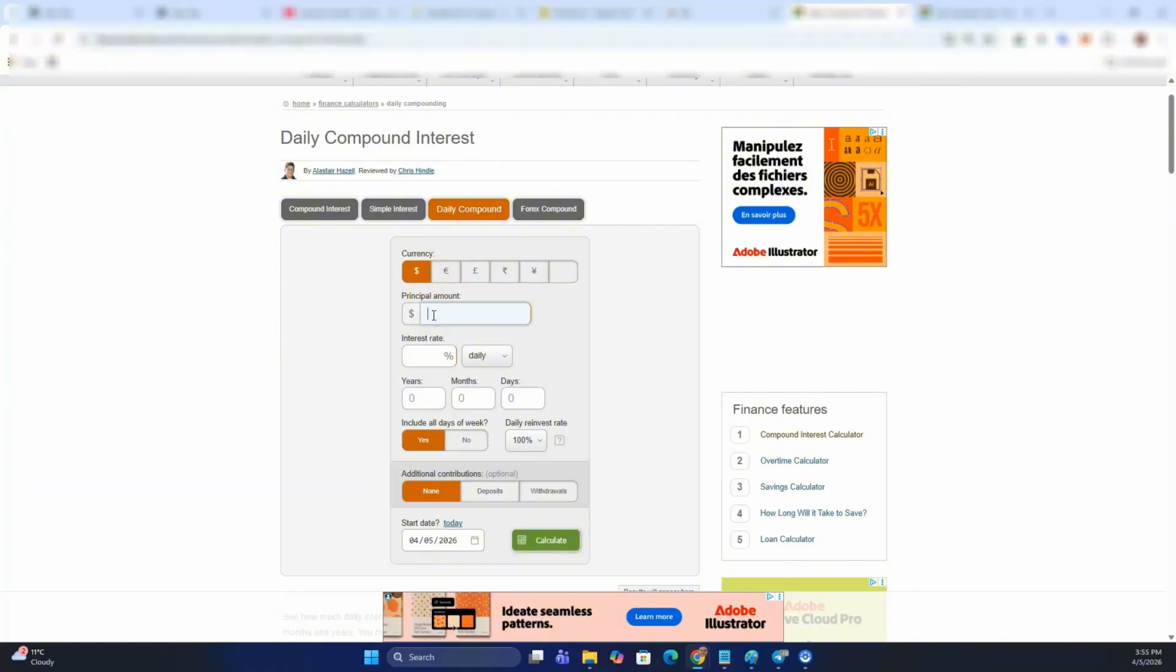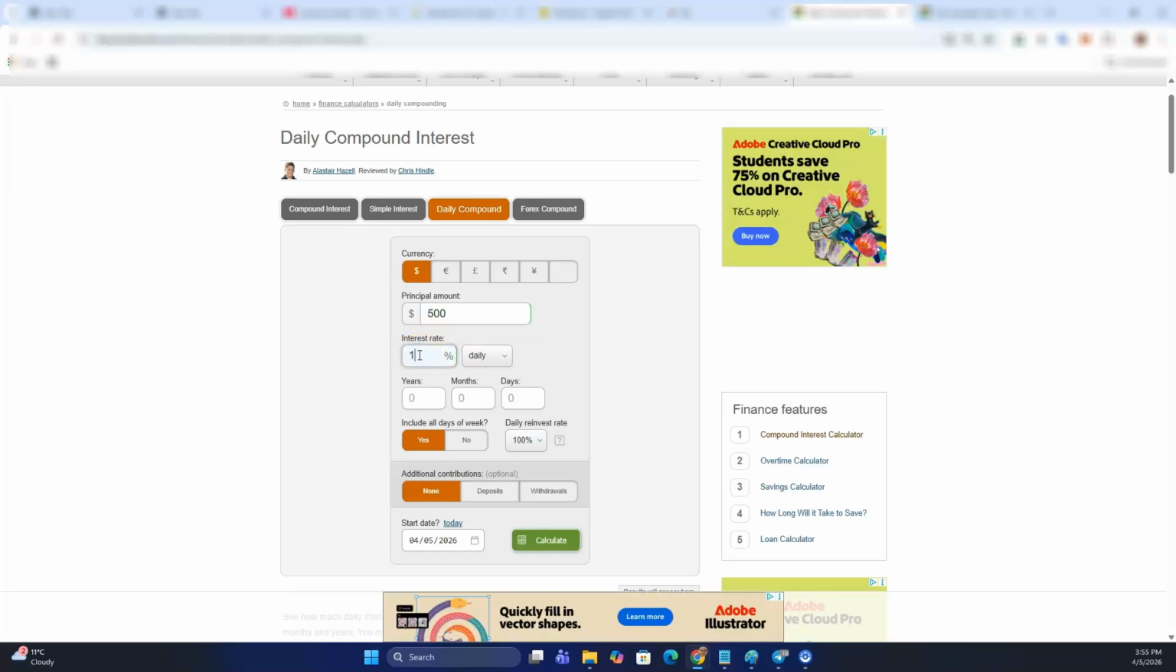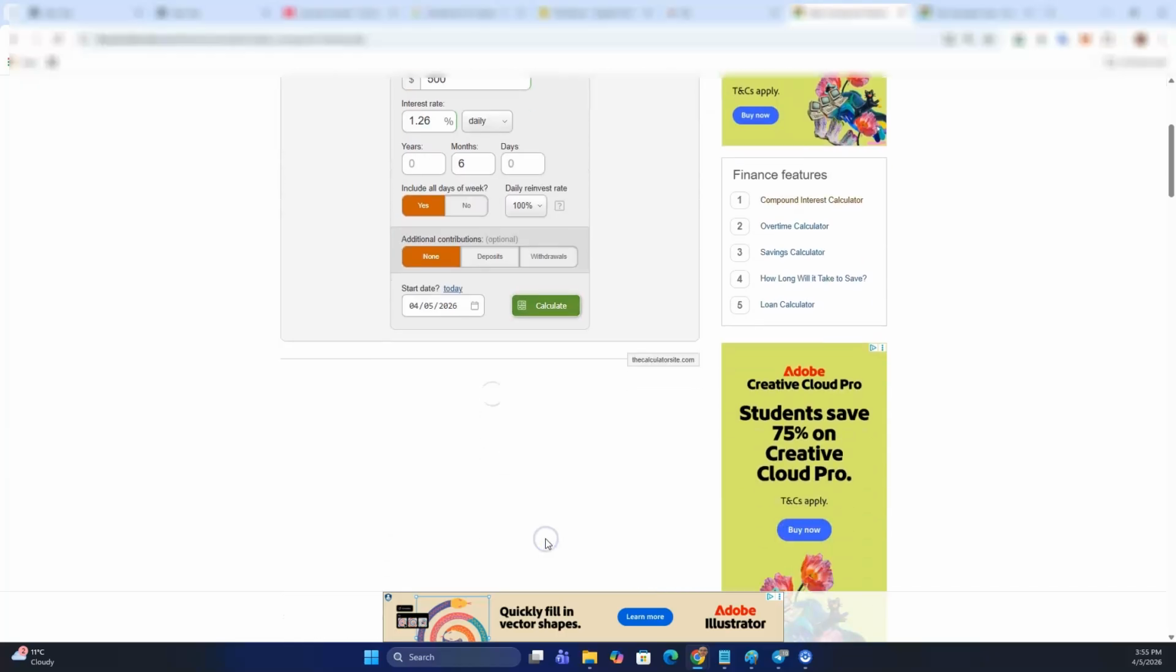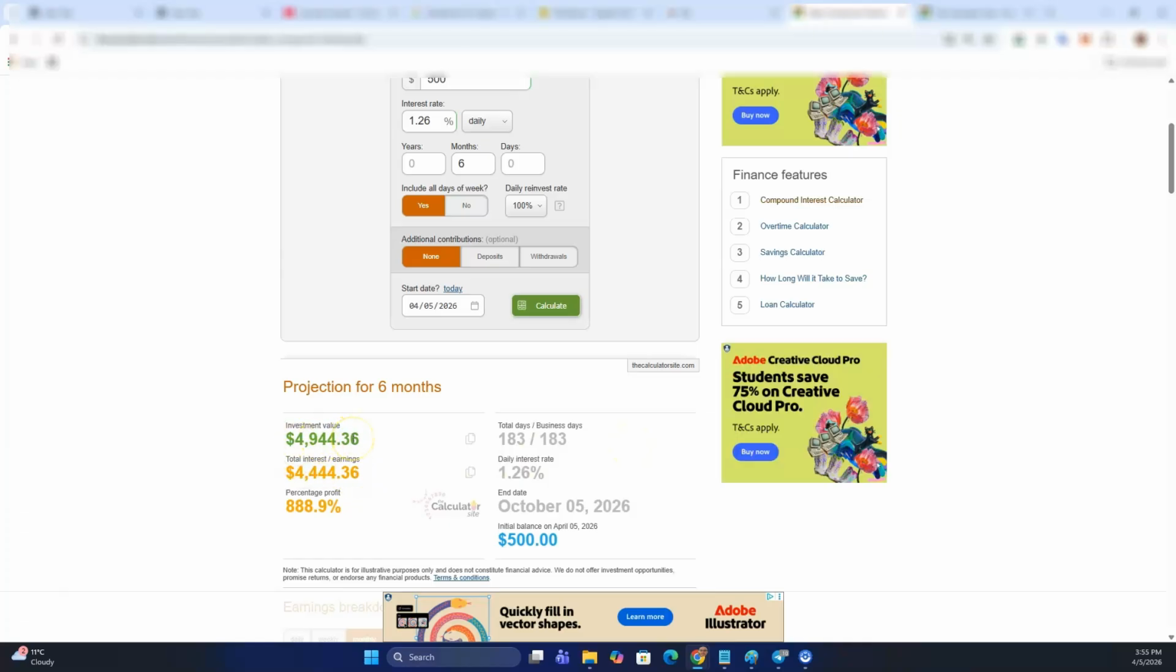Say for example I invested $500 into a platform, and it's paying me 1.26 per day. And I want to work out, say, 6 months. So how much will I make in 6 months? So that's 6 months, 6. Okay, and I calculate, and then it will pop up with how much profit I make, and that's my initial deposit. So it's quite handy.